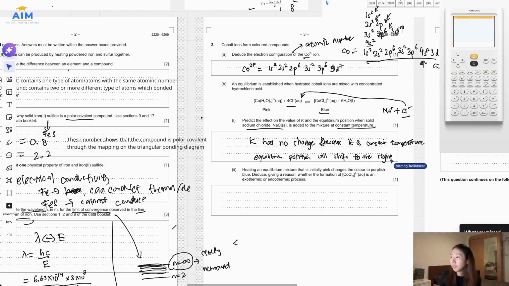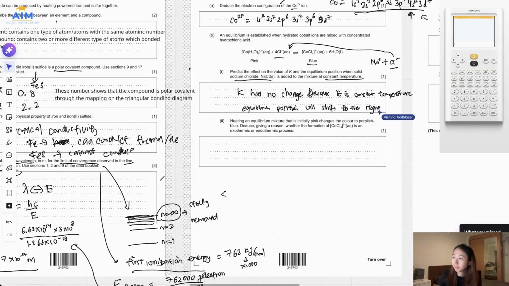Then after that we go to number 2. Heating the equilibrium mixture that is initially pink changes the color to purplish or blue. Decide whether this formation is exothermic or endothermic. We can see it is initially pink, but now it becomes blue. That means it favors the product side when it heats up. Again, based on Le Chatelier's principle, you want to oppose everything you put in to make sure it goes back to equilibrium.